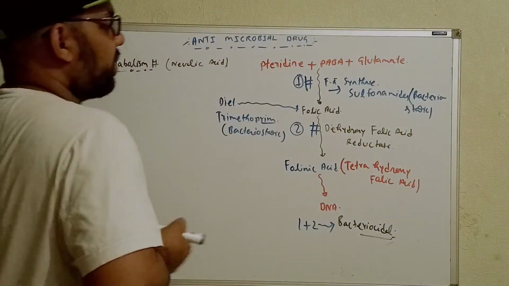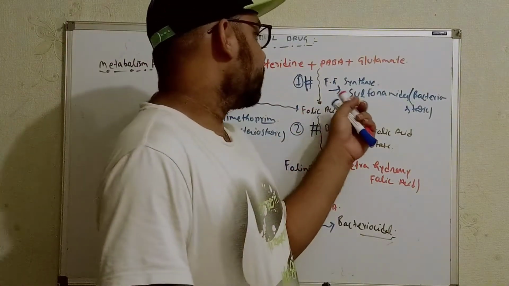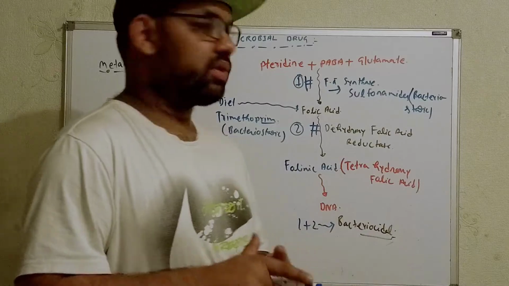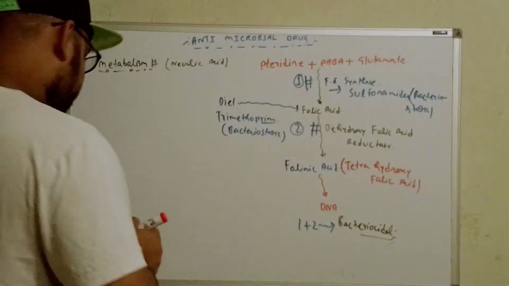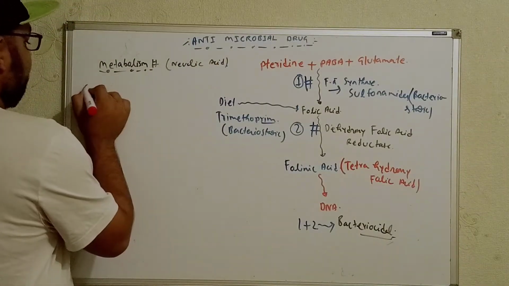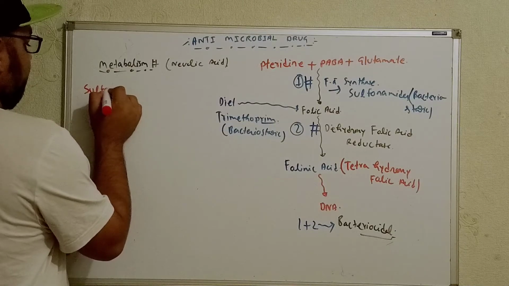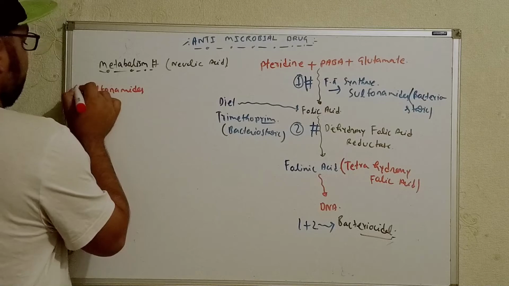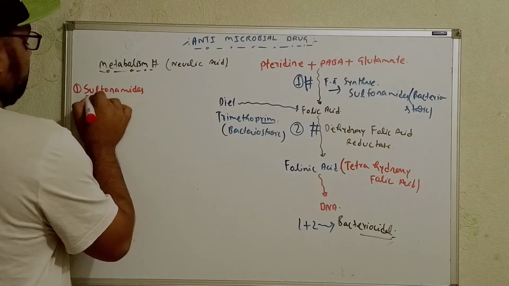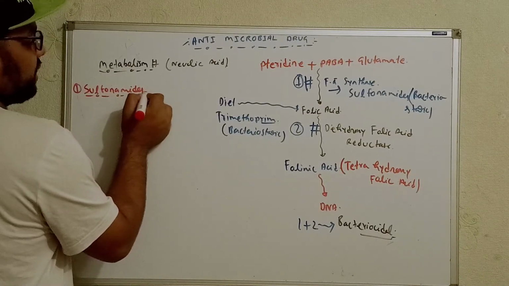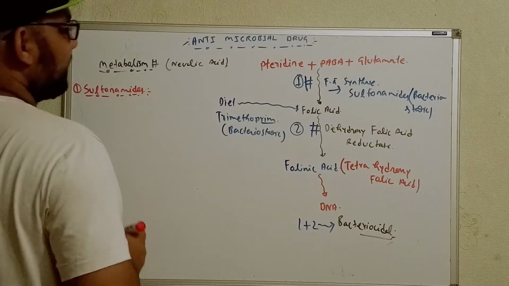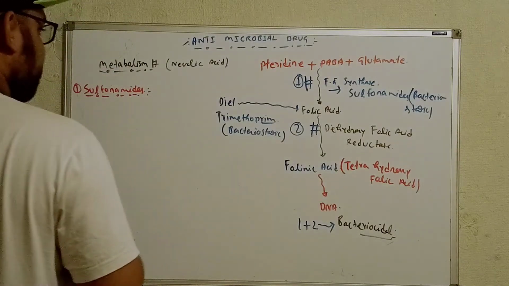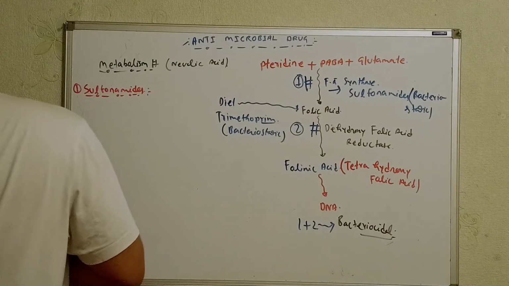Now first of all we will talk about the sulfonamides. Within the sulfonamide group, what are the drugs we can get? So let's talk about sulfonamide first. Sulfonamides will inhibit the enzyme folic acid synthase. They will inhibit the production of the folic acid in these cases.